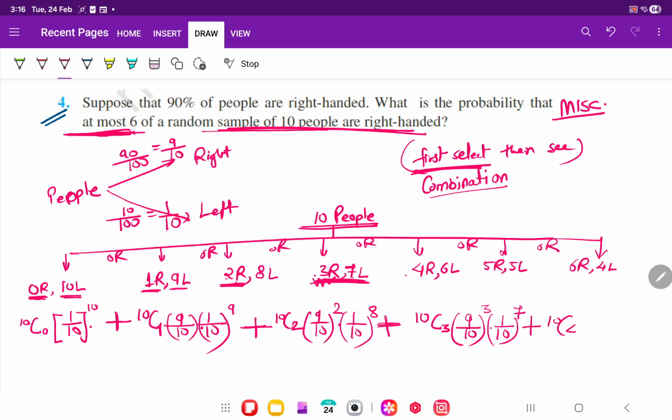Or 4 right-handed: 10C4, 9 by 10 power 4 and 1 by 10 power 6. These many people are left-handed. Or 10C5, 9 by 10 power 5 and 1 by 10 power 5. Or means plus 10C6, 6 people you selected.